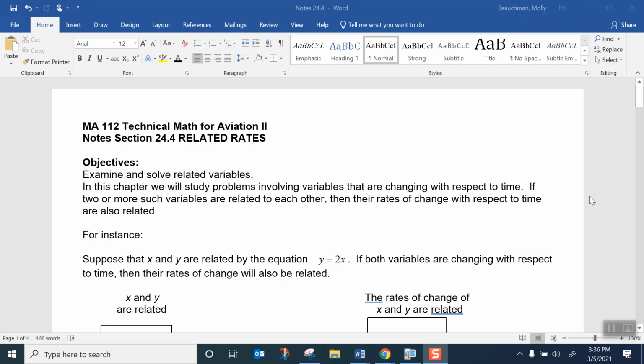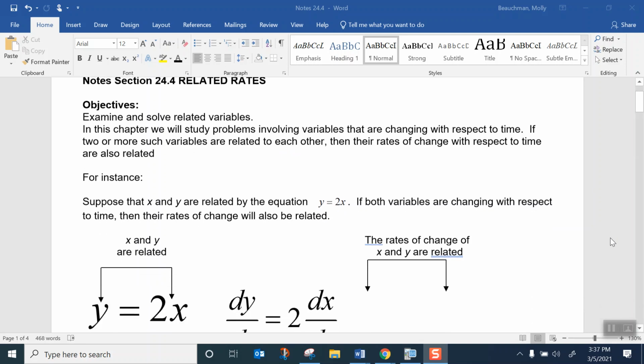In this video, we'll take a look at related rates. So this is an application where we solve related variables. In this chapter, we study problems involving variables that are changing with respect to time. If two or more such variables are related to each other, then their rates of change with respect to time are also related. For instance, let's pick a simple example.